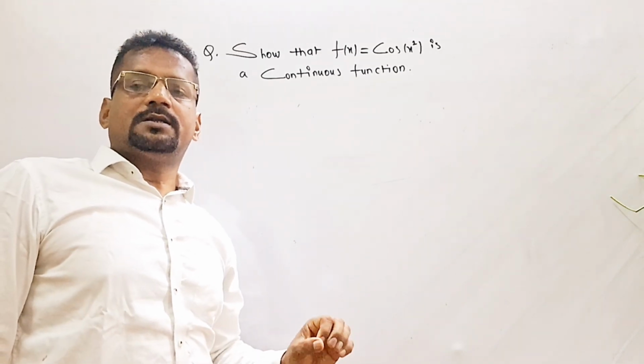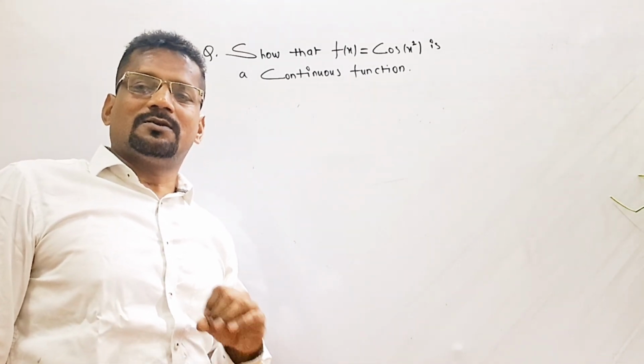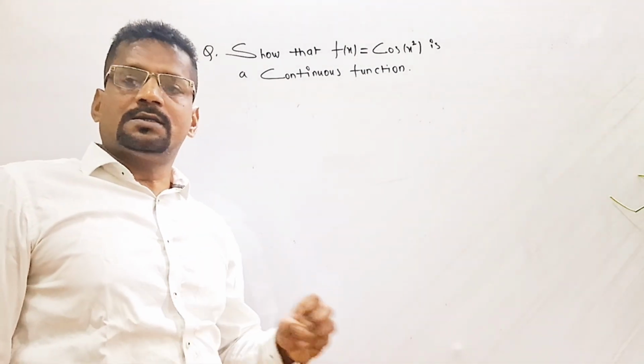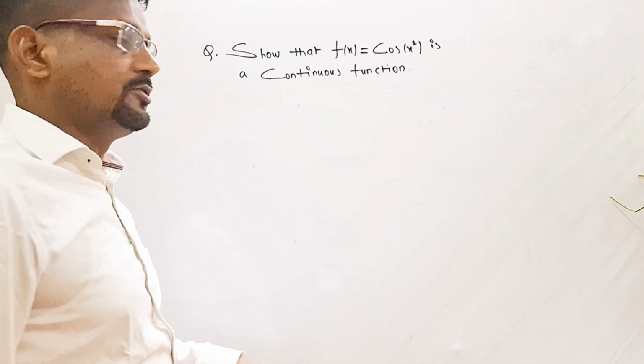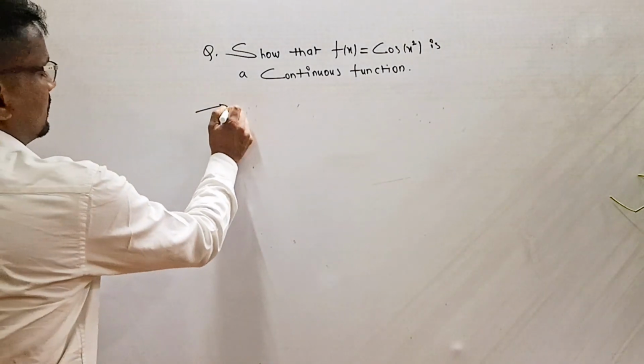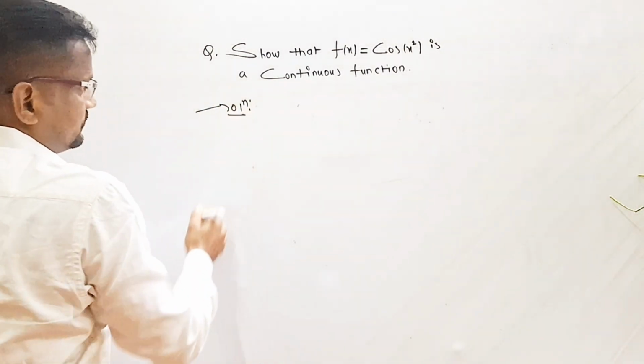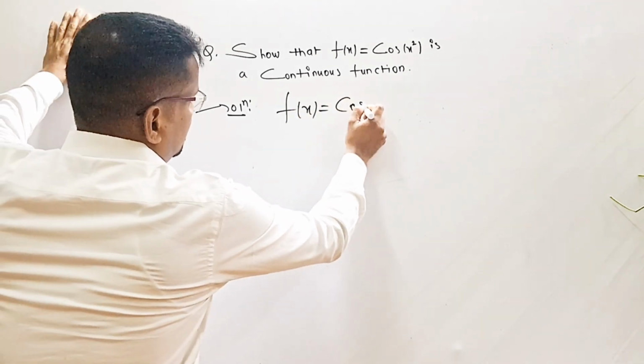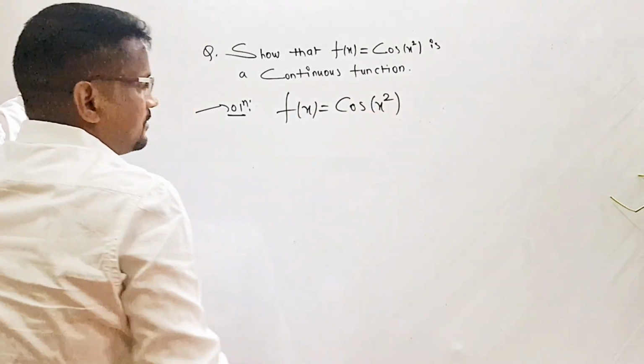One more important result should be known: a polynomial function is always continuous, and sine, cos, tan, these functions are always continuous wherever they are defined. So now let us solve this. Say the function given to you is f(x) = cos of x squared.